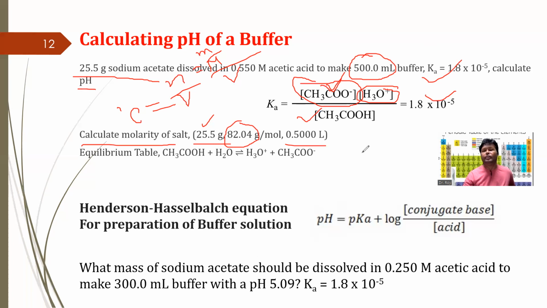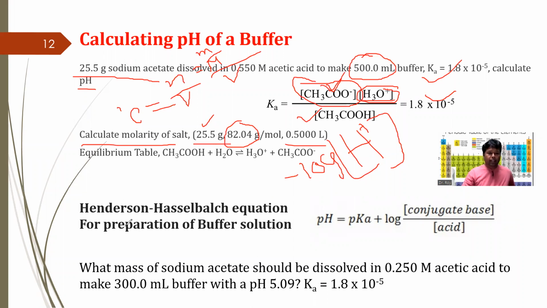Once we can find out the concentration of this hydronium ion, then we will use the minus log of H plus, minus log of the H plus concentration, or H3O plus. So H3O plus is the H plus. So that would be the value of pH.